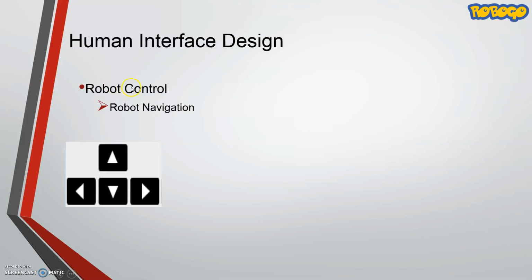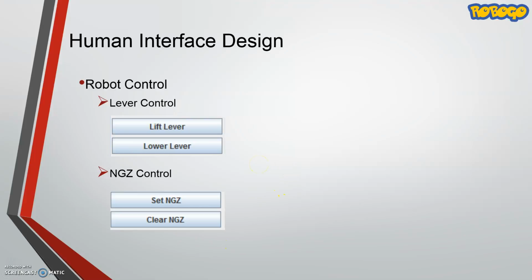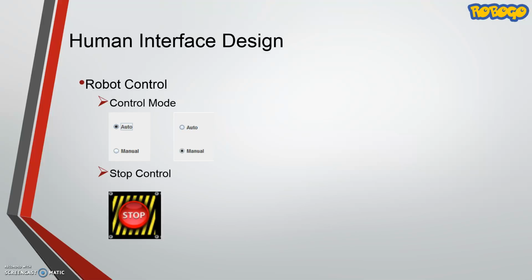Next, I'm going to talk about the robot control. So the robot control has the robot navigation portion, which is the up, down, left, right arrows that you can see over here from the GUI, from the image. And also there is the lever control. So basically you can lift and lower the lever, and you can set the no-go zone or clear the no-go zone. These are all available in the manual mode.